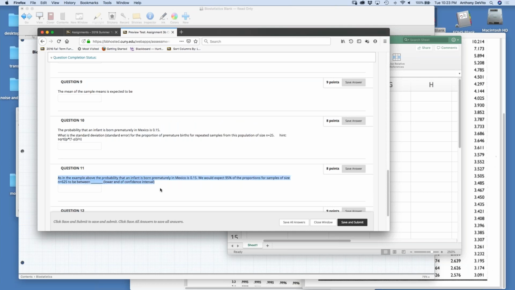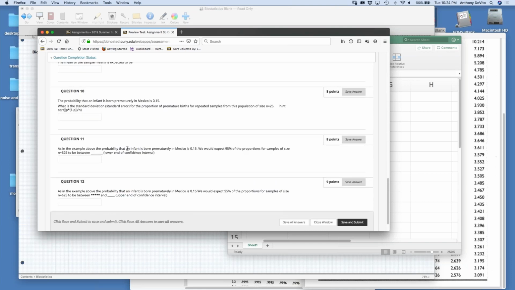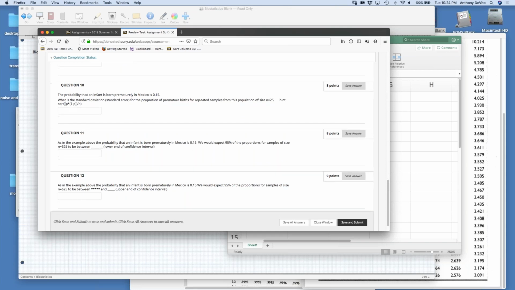As above, the probability an infant is born prematurely in Mexico is 0.15, 15%. We would expect 95% of the proportions of sample size 625 to be between this value and that value. Let's say you take a sample of size 625 and 15% of the infants are born prematurely. In fact, you could use the result from this.